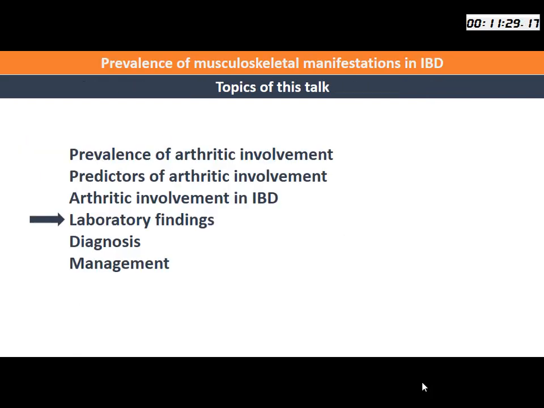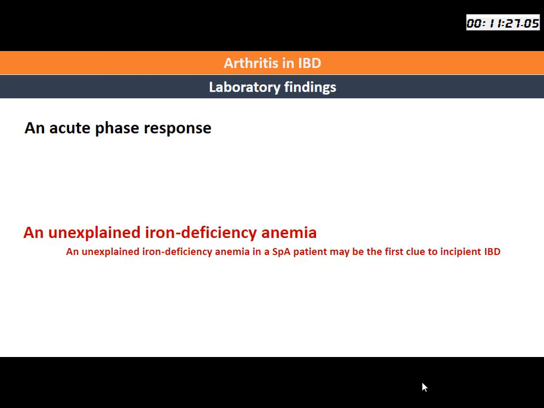Lab findings: we don't have specific lab findings, they're mostly non-specific findings that reflect an acute phase response, elevated ESR and CRP. B27 is present in only 50 to 70% of patients. We do not rely on it.